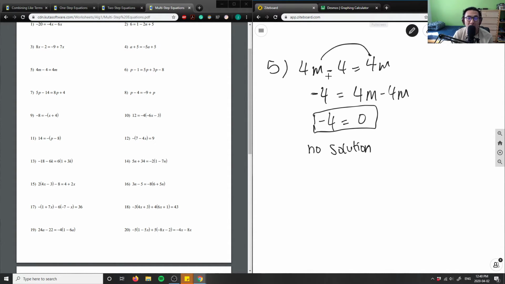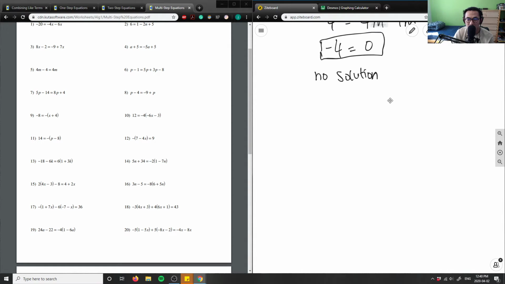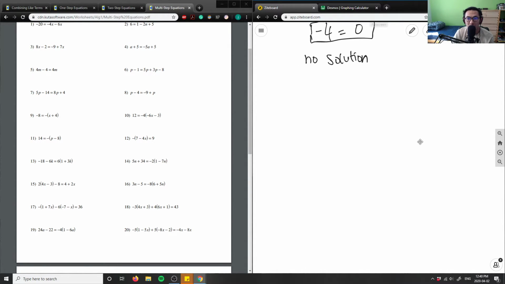And sometimes we do get equations with no solutions. So this here is a no solution problem. That's our answer for number 5. This here is a bit tricky. A lot of students kind of stumble upon these solutions here. So let's do number 7.